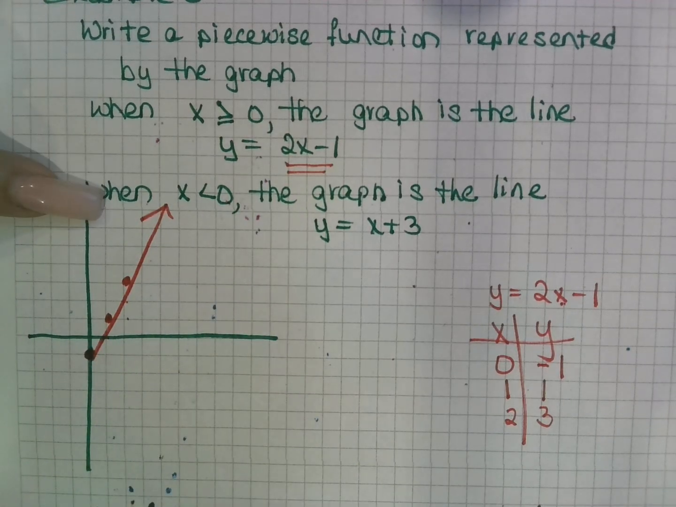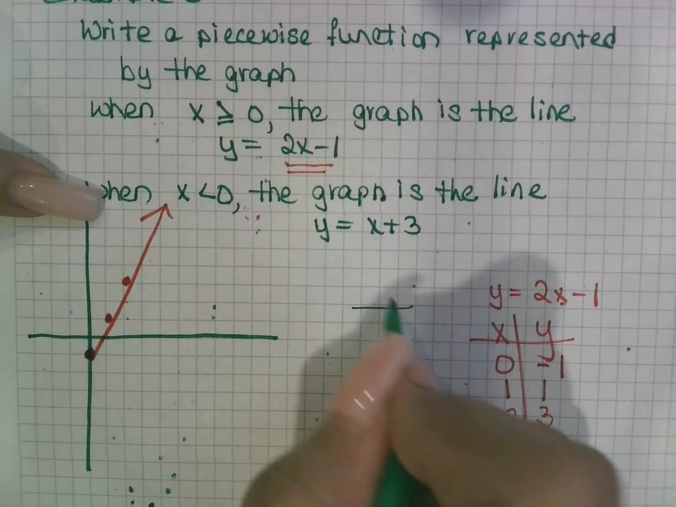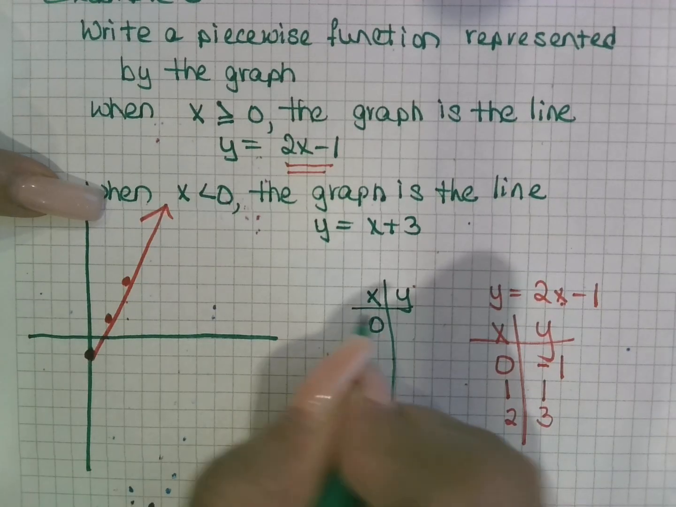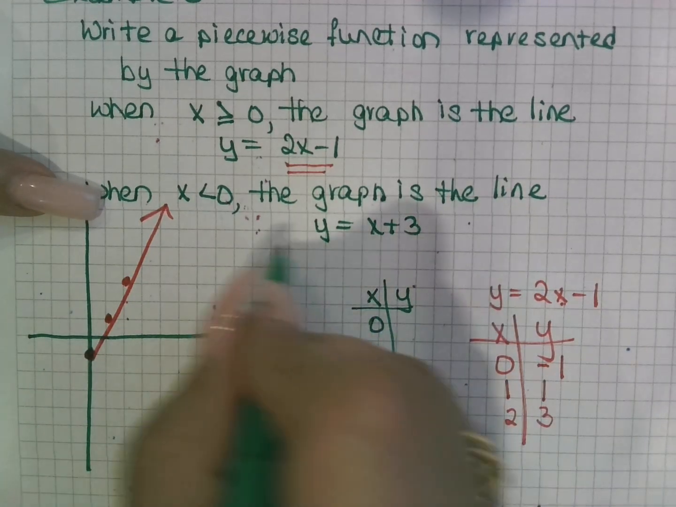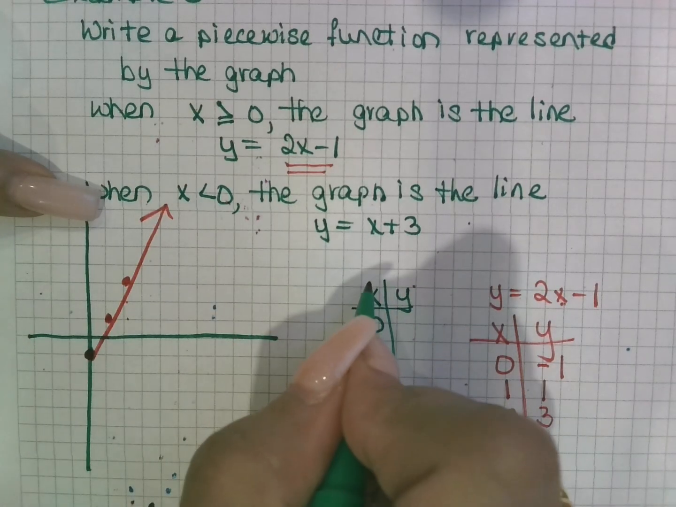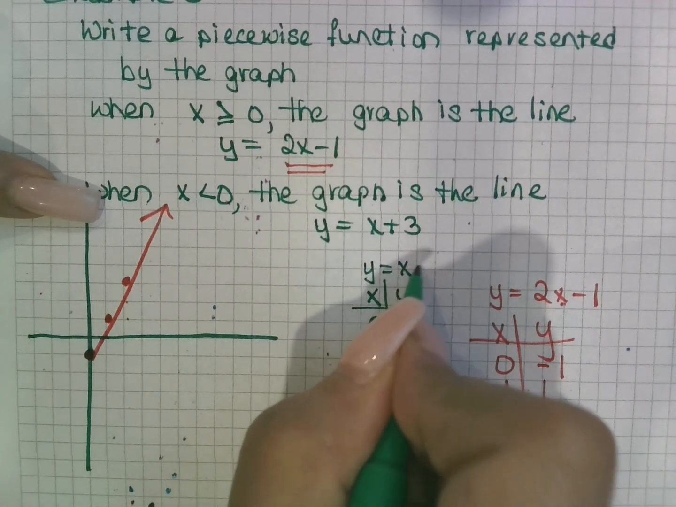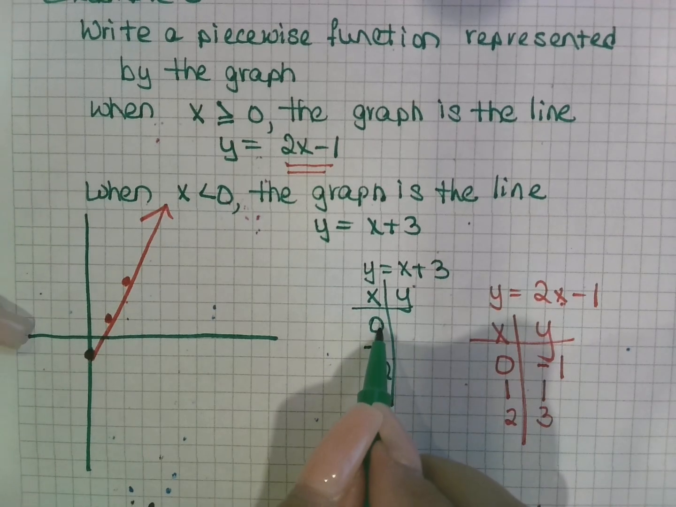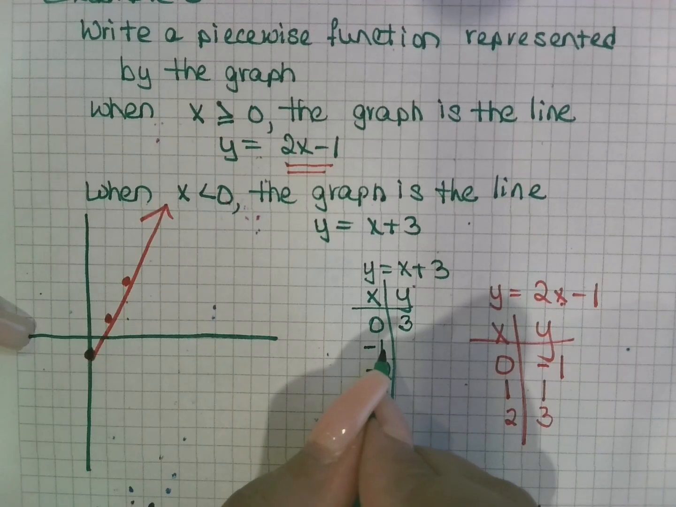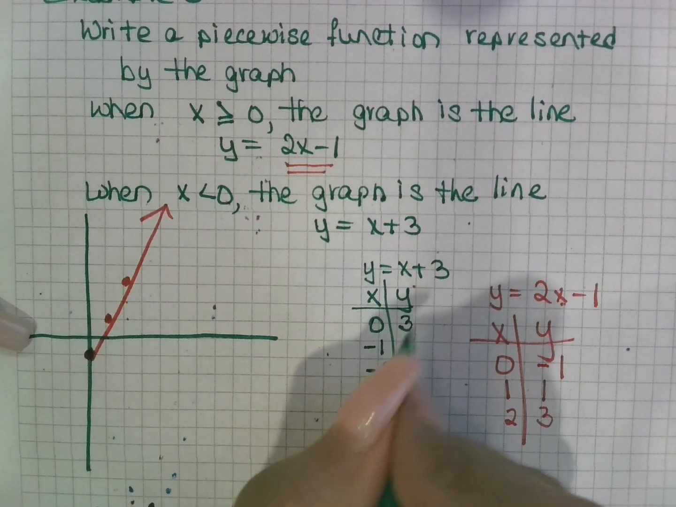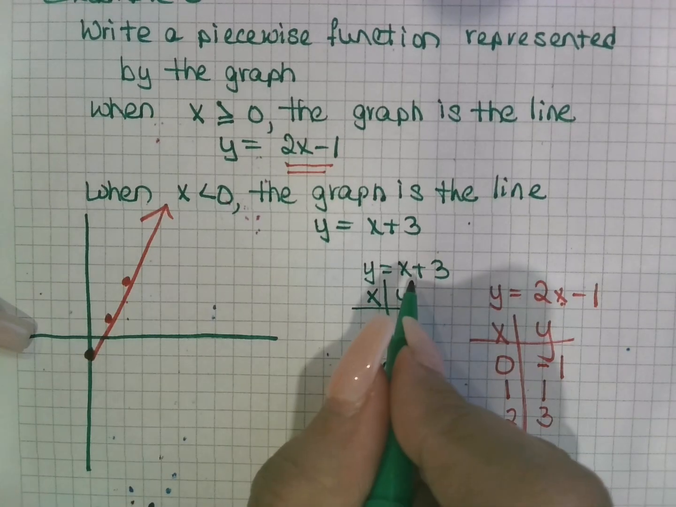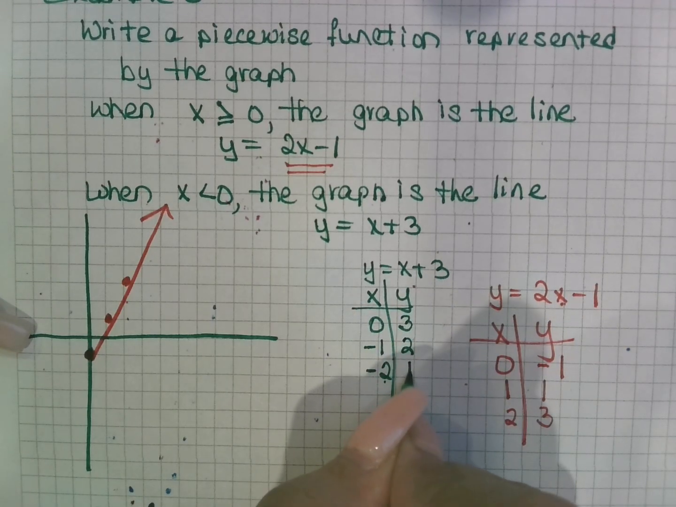And then this one, when x is less than 0, again, we're going to use 0 just to see where it starts, but less than 0 would be negative 1 and negative 2. The graph is going to be y equals x plus 3. So at 0, this is going to be 0 plus 3, which is 3. At negative 1, that'll be negative 1 plus 3, which is 2. And at negative 2, negative 2 plus 3, which is 1.